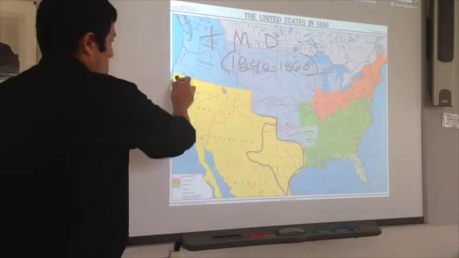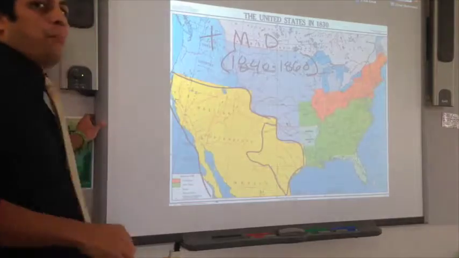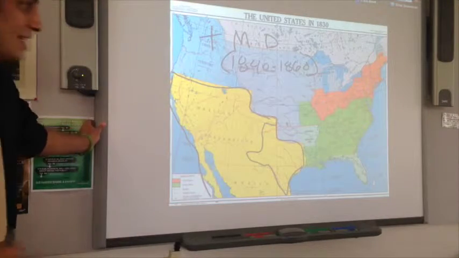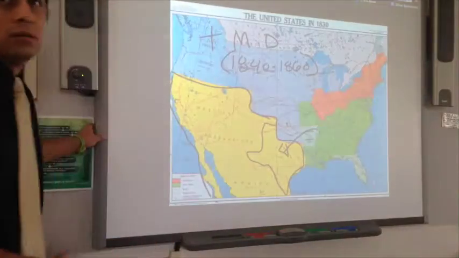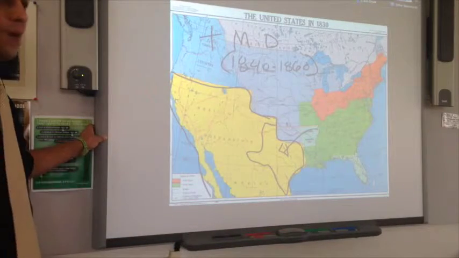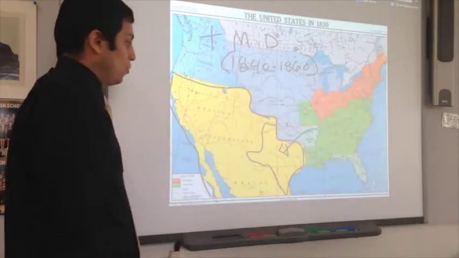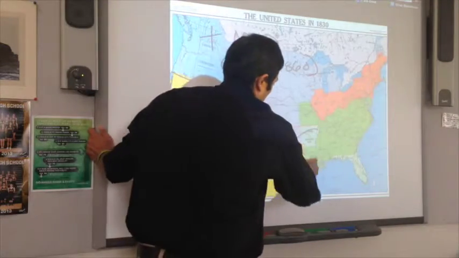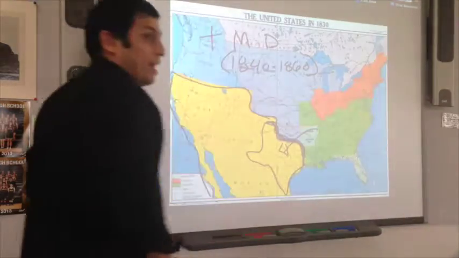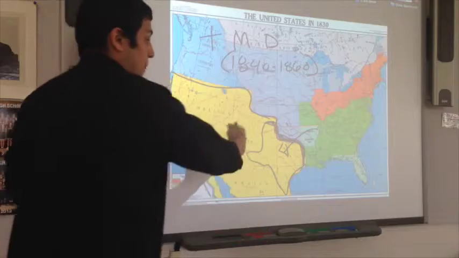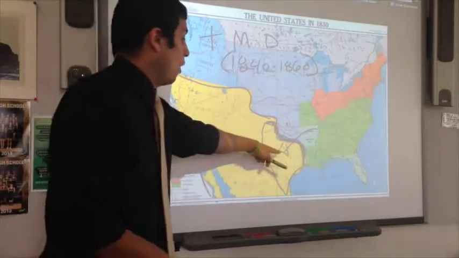Mexico, this large yellow area right here, is having a border problem with Americans sneaking in and demanding rights of the Mexicans. So what Mexico decides to do is to fortify the border. They want to make the border barrier so that it is filled with Mexicans. How are they going to do that? Well, people want to move in already.